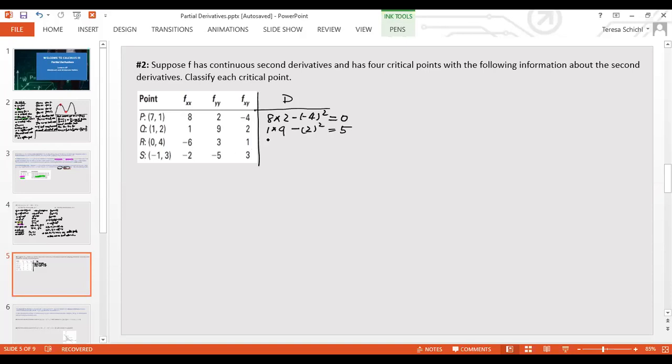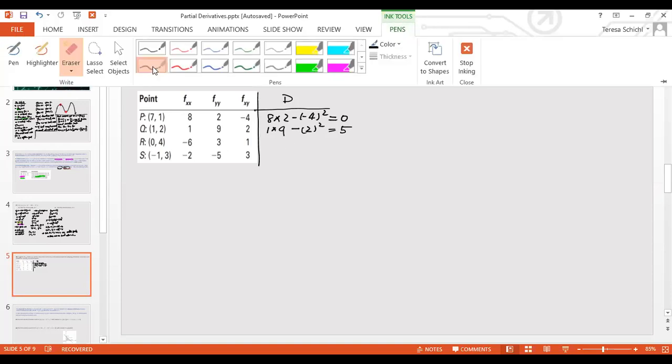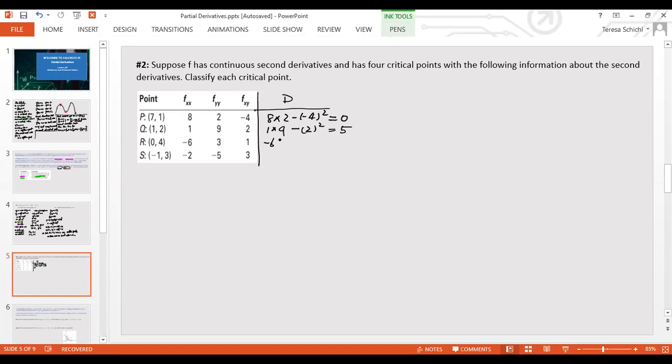The next one here will be f_xx, so it's negative 6 times 3 minus 1 squared, so it's negative 19. Then here it's negative 2 times negative 5 minus negative 3 squared, which is 9 minus 9, so this is 1.